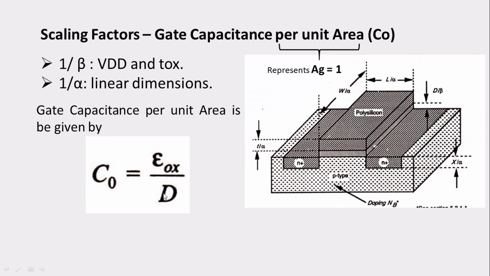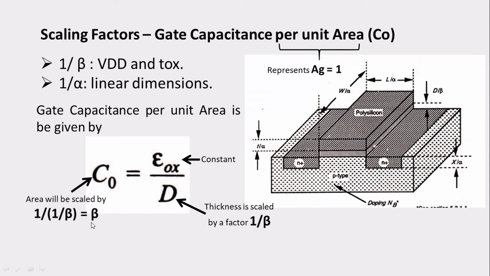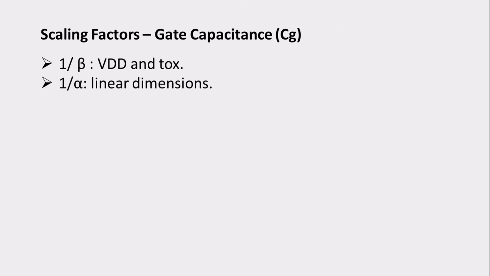Now here we can tell that the thickness is scaled down by a factor of 1 by beta, whereas epsilon naught remains constant. Based on the type of material you will be using, this epsilon naught will be a constant. So 1 divided by 1 by beta will be beta. So the gate capacitance per unit area scales by a factor of beta. Okay, we will go on to the next thing.